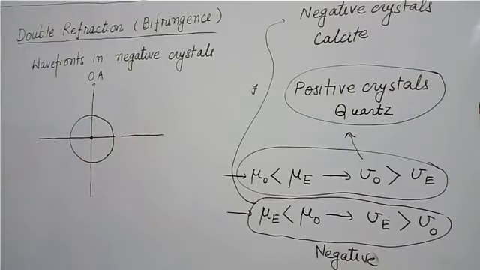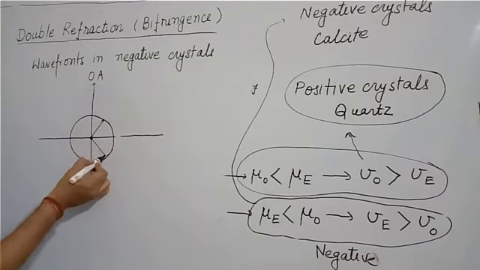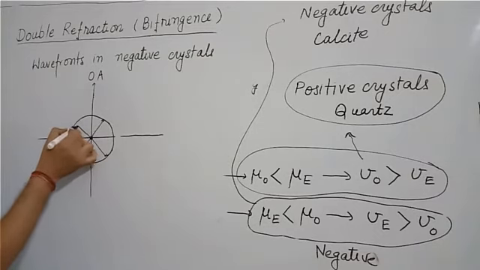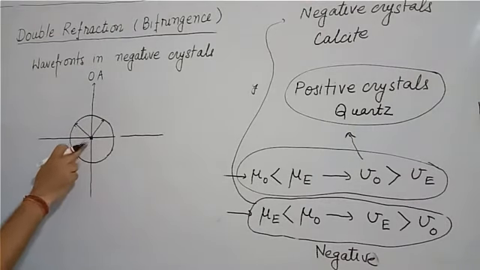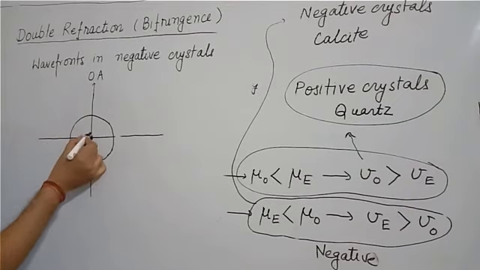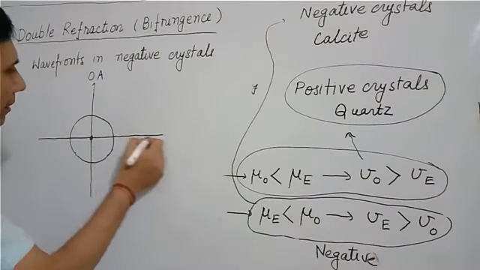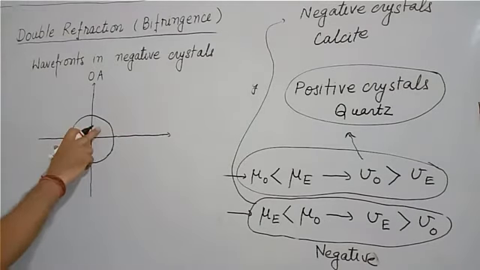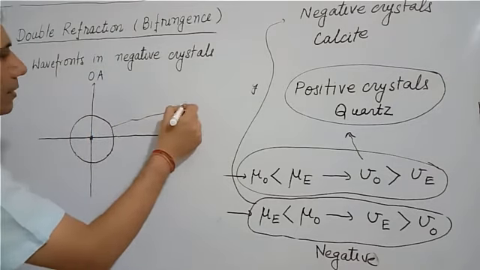Why is this a circle in two dimensions? Because it is traveling equal distance in equal time. O ray travels with the same speed in all possible directions, so it will travel an equal path in equal time. Automatically its wavefront will be spherical in three dimensions, while it will be a circle if we plot this wavefront in two dimensions. So this is the wavefront for O ray.